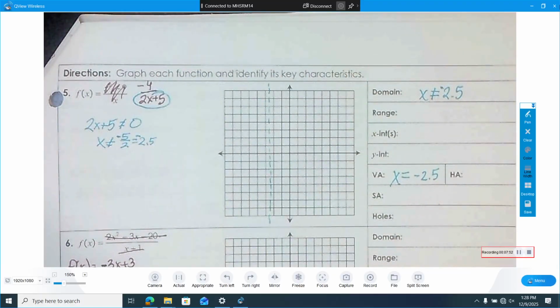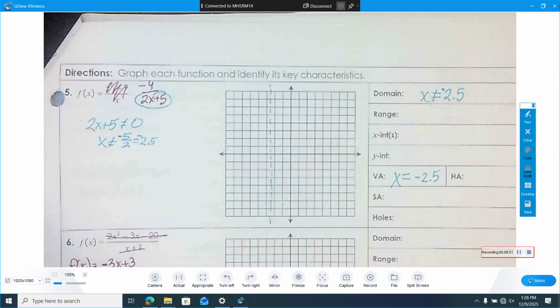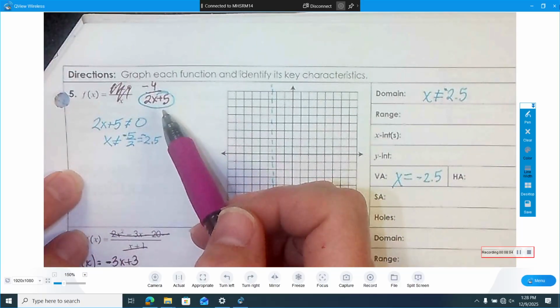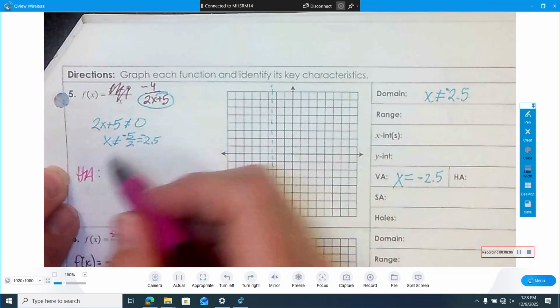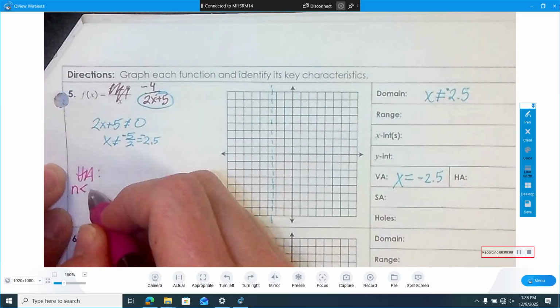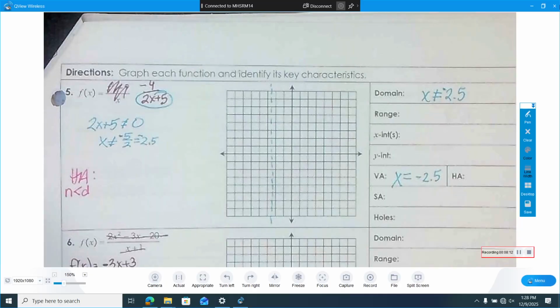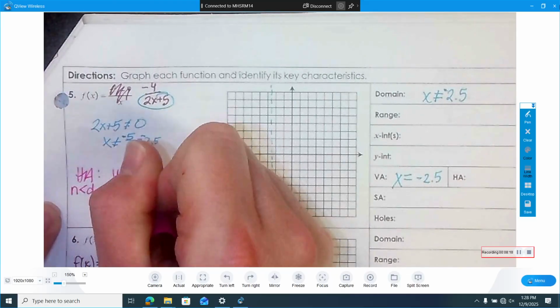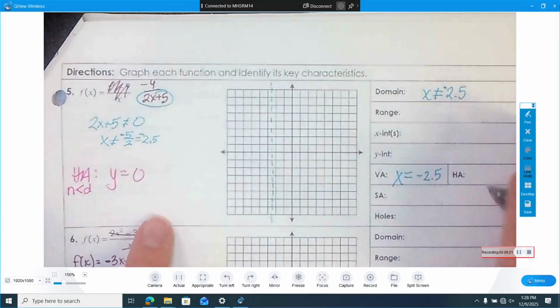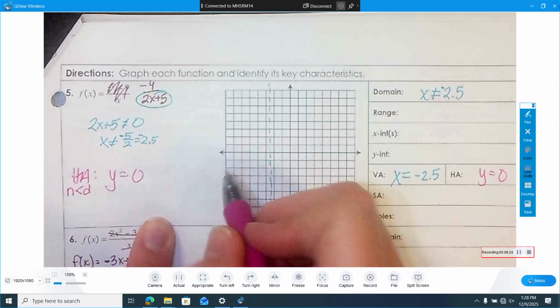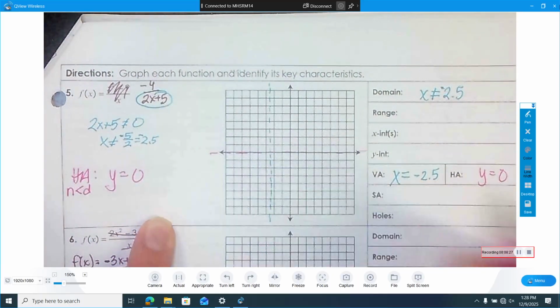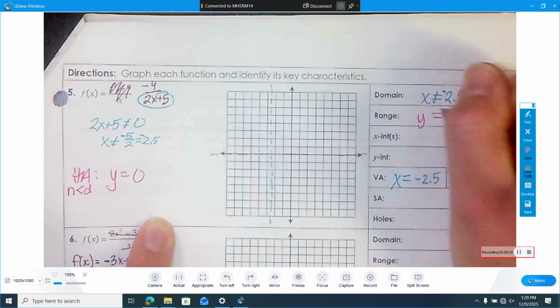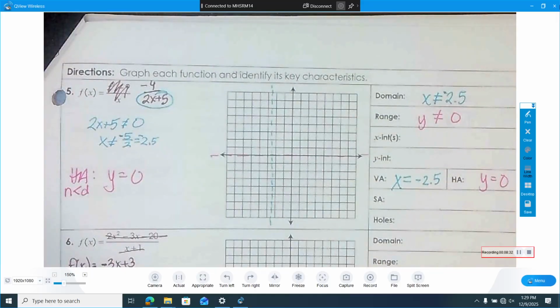And so that denominator gives us a couple of things. A horizontal asymptote. Which case is this for the horizontal asymptote? Yeah, the numerator degree is less than the denominator, which means we can't do any division. So how many times does the denominator go into the numerator? 0 times. So that is our horizontal asymptote, y equals 0. And so we have this horizontal asymptote right here. And that also means y cannot equal 0.